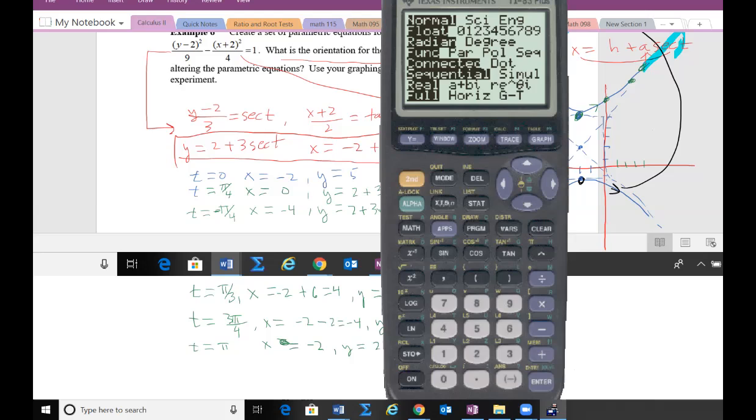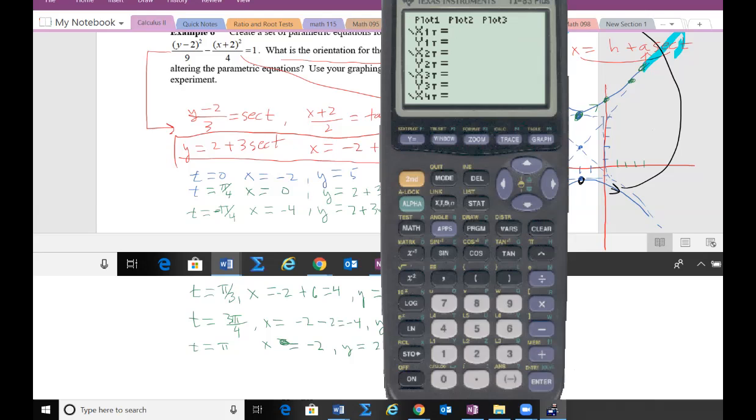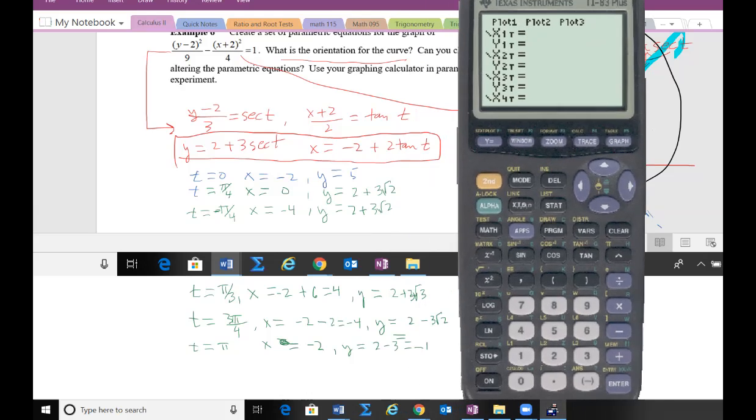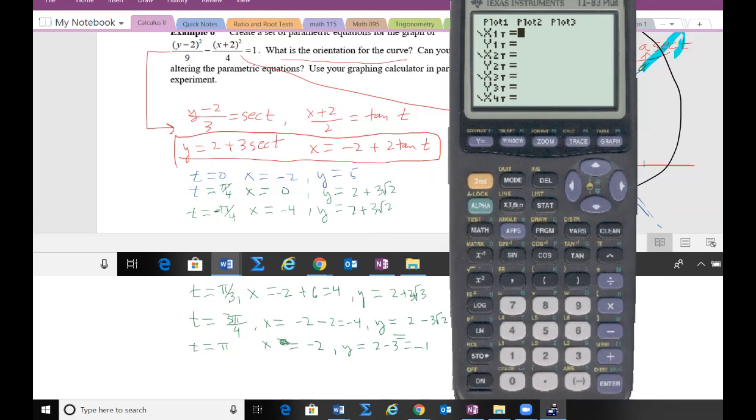Okay, so I select my parametric mode. I'll come down. Now I'm going to stay in radians, but I'll come over to parametric mode and enter that. And go into my y equals editor, and you see these parametric forms here. I'm going to try to get this one on here. I want x to be -2 plus 2 tangent. So -2 plus 2 tangent. And if I'm picking x, it automatically gives you the t.